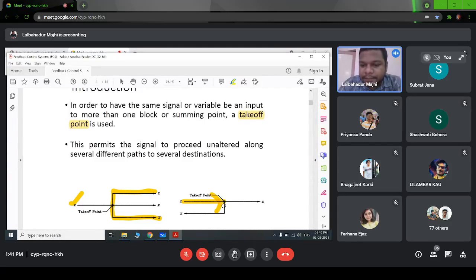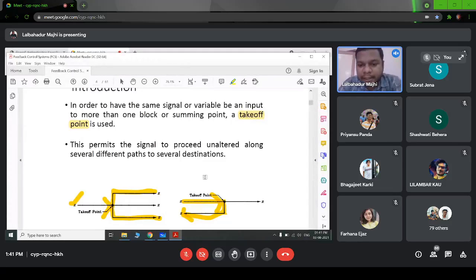The output will not depend on the number of outputs. The output from this takeoff point will be the same as the input. From these 2 examples, we give input X and we get X as the output on all 3 branches. Similarly here we give X as input and get X on both branches. This is the significance of our takeoff point. It permits the signal to proceed unaltered along several different paths to several destinations.